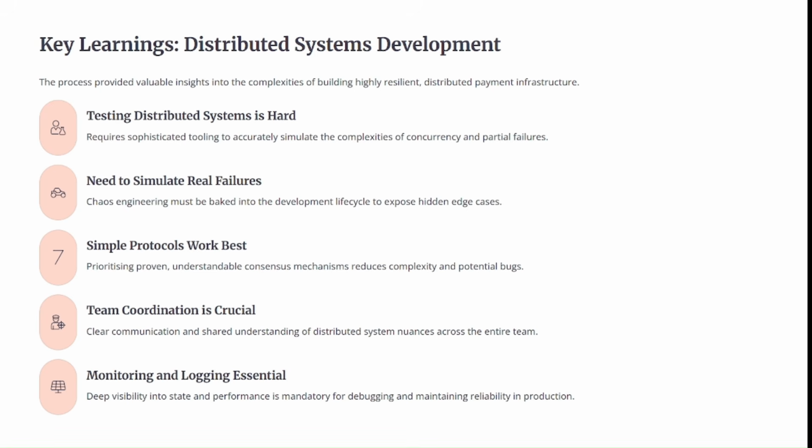Finally, monitoring and logging proved absolutely essential. Deep visibility into the system state and performance was critical for debugging and maintaining reliability. These observability tools helped us detect anomalies early and ensure smooth operation in production.